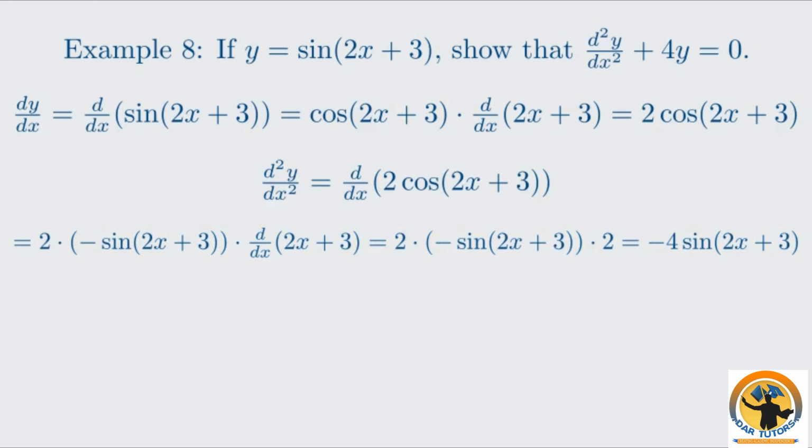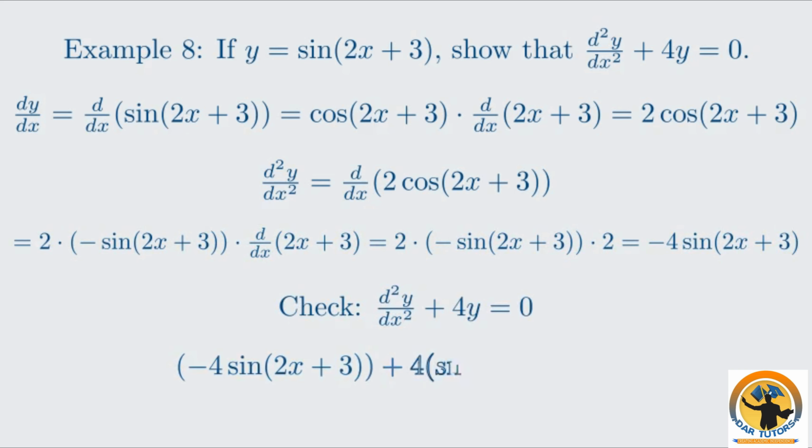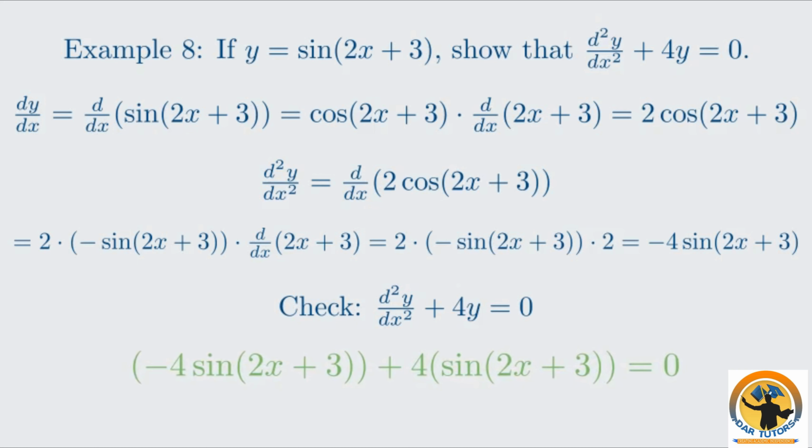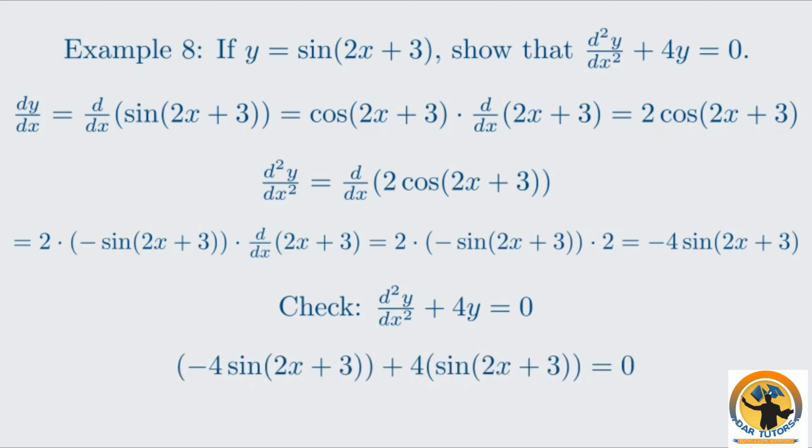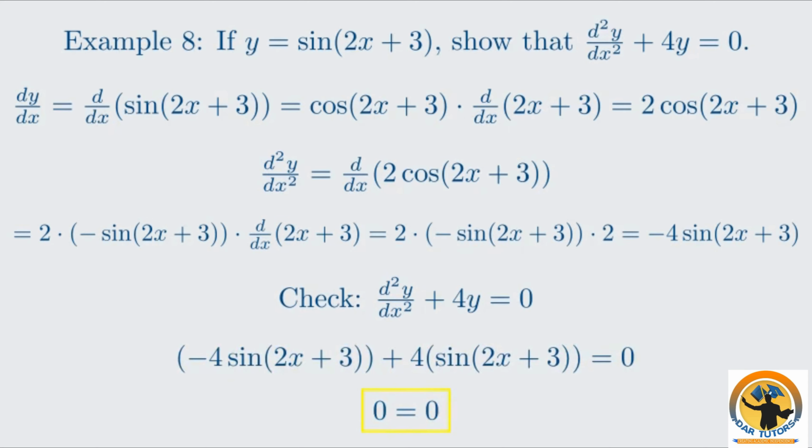Now we substitute our expressions for y and d squared y over dx squared into the given equation. We need to check if negative 4 sin of 2x plus 3 plus 4 times sin of 2x plus 3 equals 0. The two terms are identical but with opposite signs, so they cancel out. This gives us 0 equals 0, which is true. Therefore, we have shown that the equation holds.